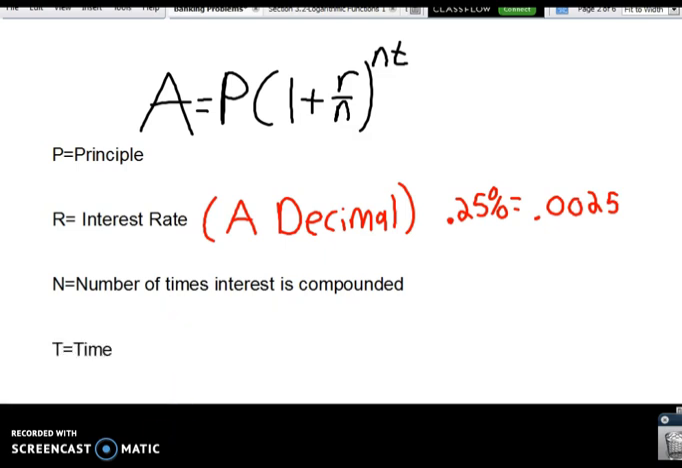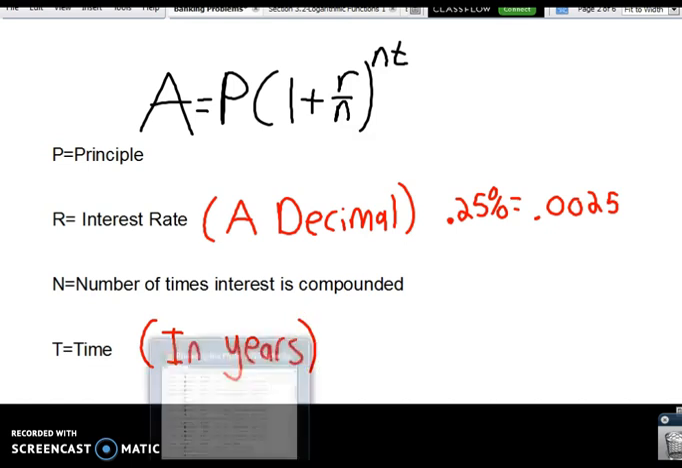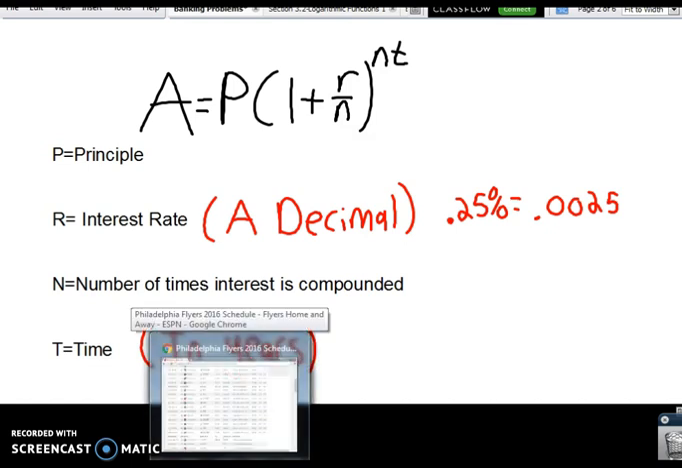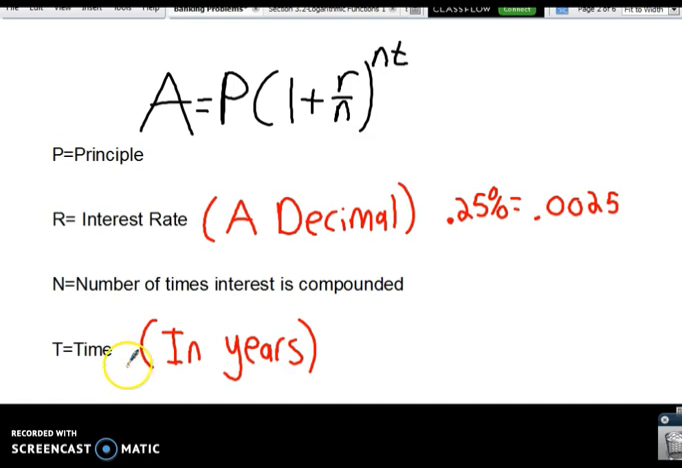And lastly, the time. Now what you must remember about the time is in years. That's very important. So if they say 18 months, you have to remember that that would be 1.5 in T. The T would not be 18 then. Alright, so that's one formula, but we do have another one we have to deal with.